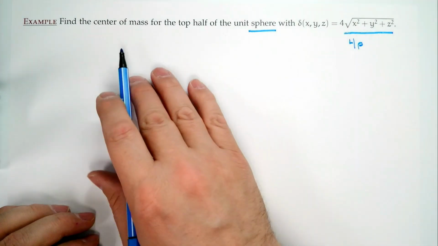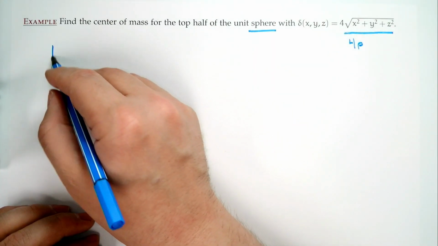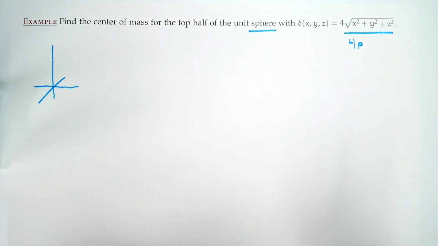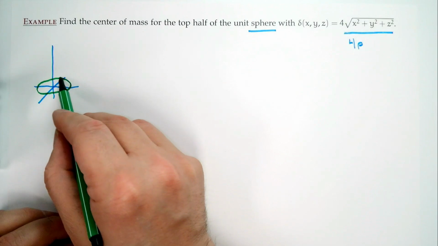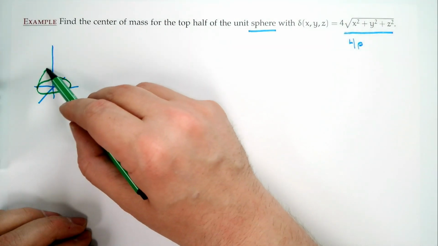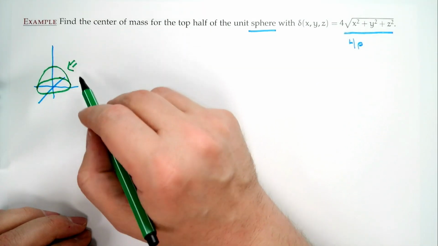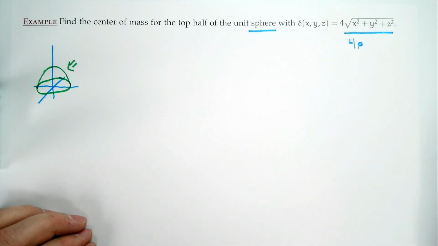Okay, so what do we do? Well, we want the center of mass, and our shape is sitting here in 3-dimensional space. Now, it's not the whole sphere, it's the half of the sphere. So in particular, we have this base, the xy plane, and then we're coming up. So this is our shape, our half of our sphere. Notice it's the top half. All right, so we want to find the center of mass.